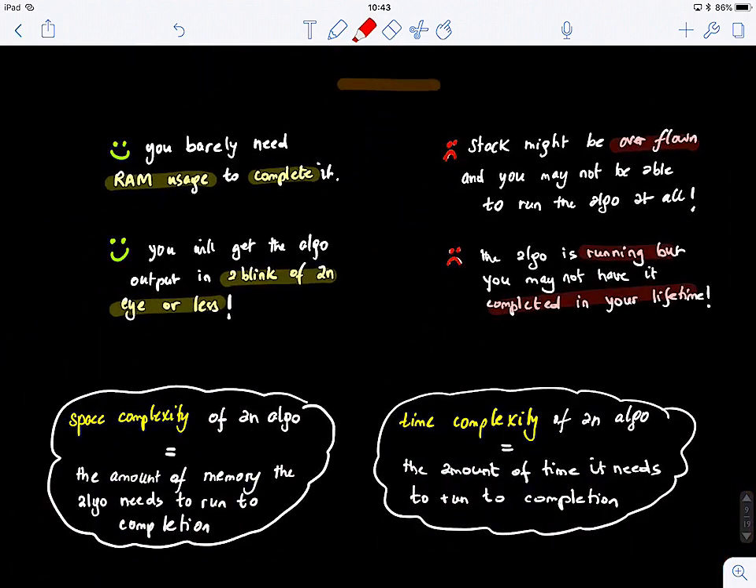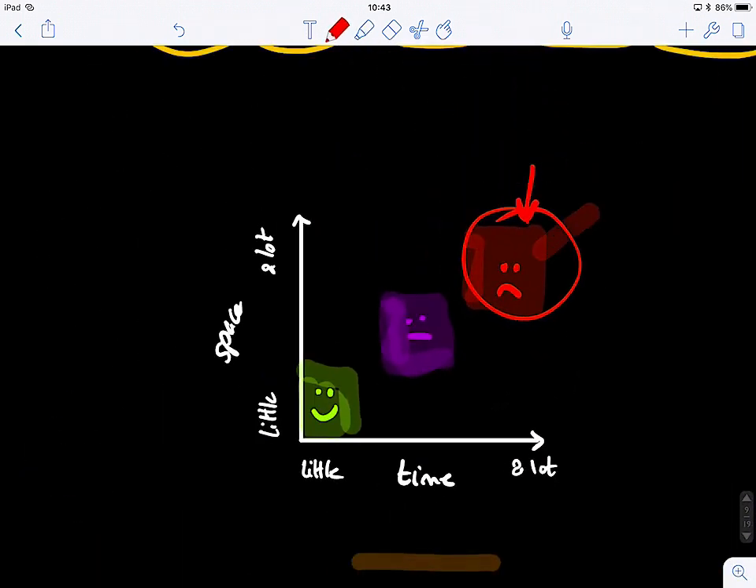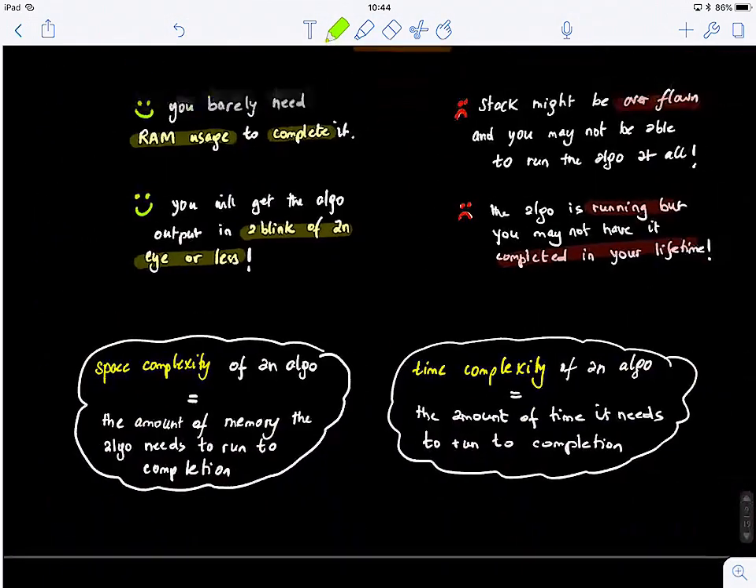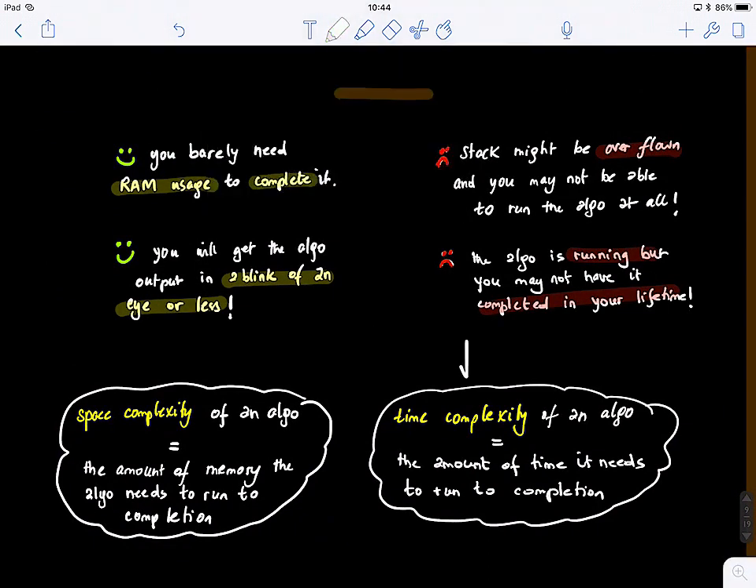Now, in this course, we're going to learn about these. How can we quantify, measure, mathematically formalize, and compute these quantities? I know that there are algorithms that live here or in this space, but I need to learn how to quantify them. So we will learn about time complexity of an algorithm and a little bit about space complexity, but we will mainly focus on time complexity. Time complexity of an algorithm is the amount of time it needs to run to completion. And space complexity is the amount of memory the algorithm needs to run to completion too.